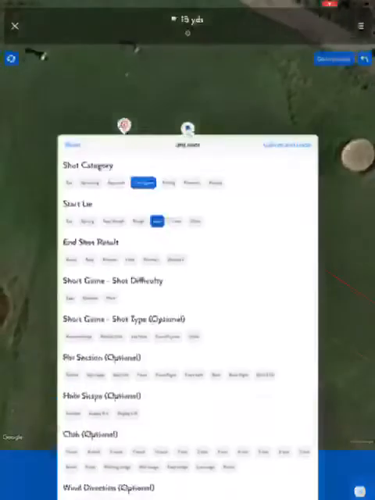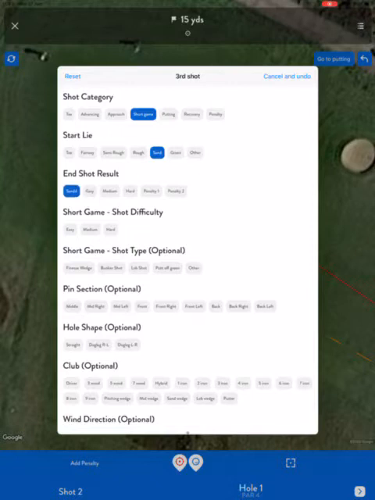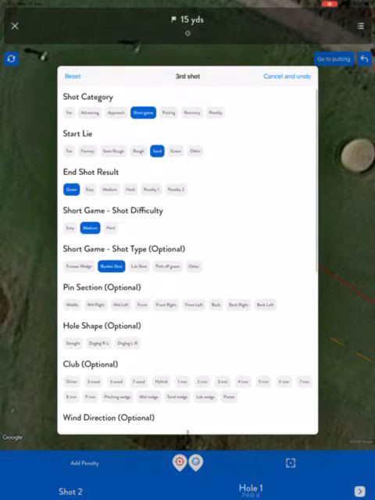I hit it to 3 foot. It was from sand, it went on the green, and it was a medium difficulty bunker shot. Again, one of the extras we offer for short game is to actually put the shot type. Was it a finesse wedge, chip or pitch shot, a bunker shot, a lob shot, a putt, or another type of shot, maybe a putt with a 3-wood, for example. Again, this is giving that layer of detail that really allows the coach to single out what specific area is good or bad.